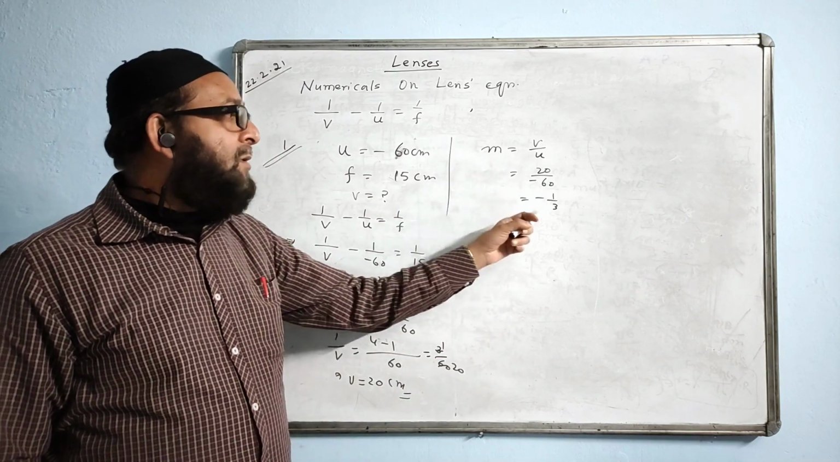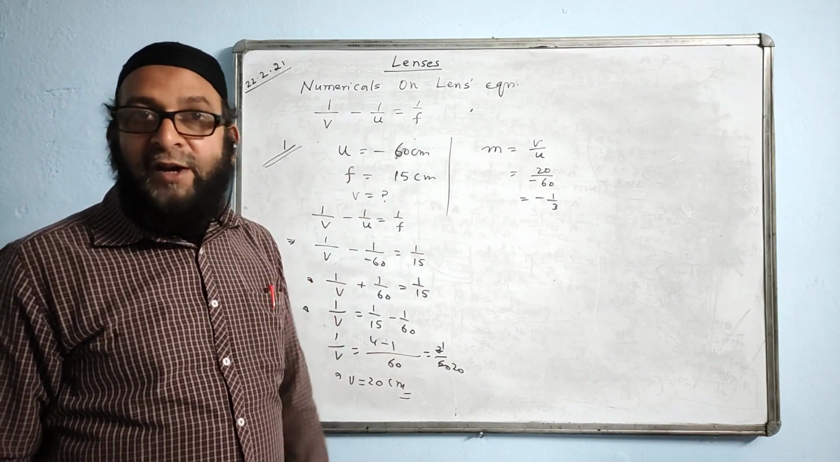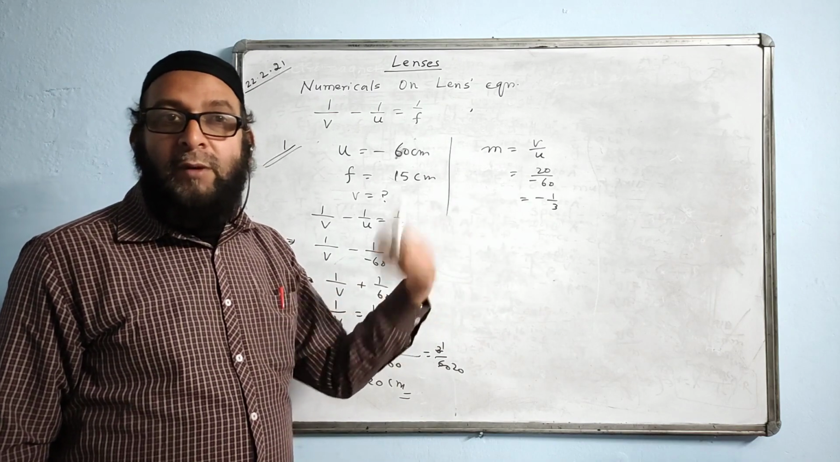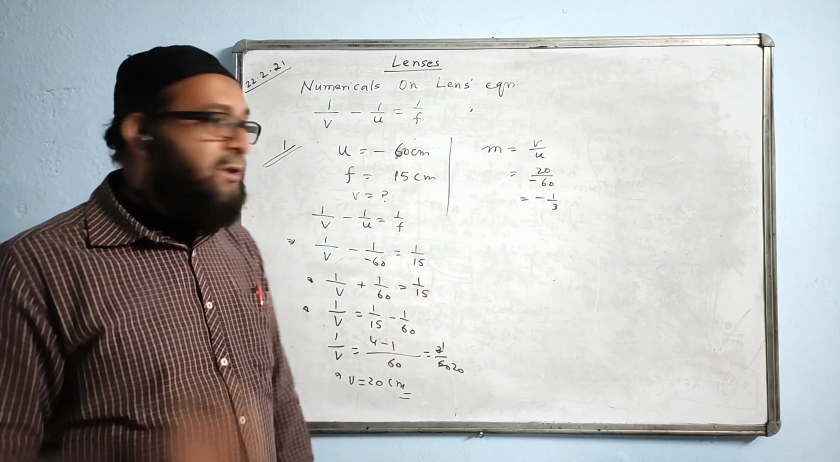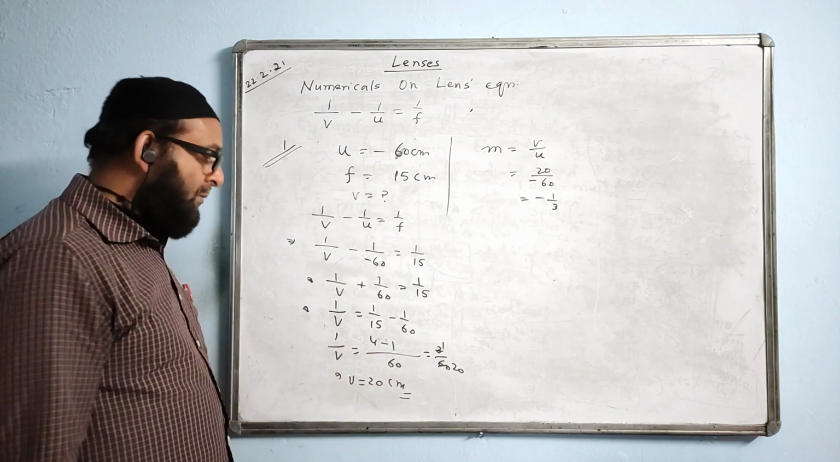When the value of m comes 1, it will be same size. When the value of m comes more than 1, it will be magnified. And when the value of m comes as a fraction, 1 by 3, 1 by 2, 1 by 5, then the image will be diminished. Then we say that the image is 1 by 3 times diminished. Is the answer.